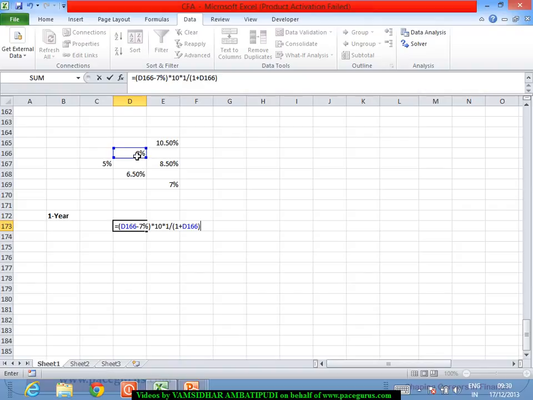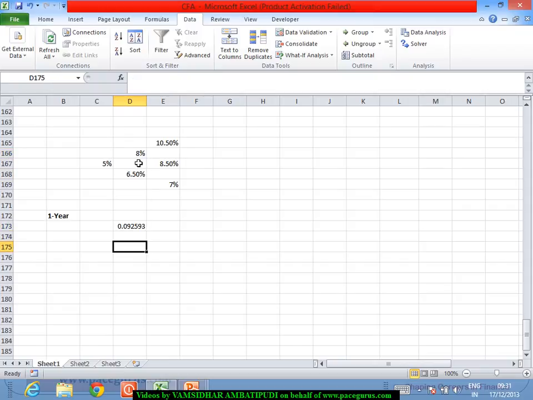Discounting by this particular rate tells me that the value of the caplet at this node, in case the interest rate goes to 8%, is going to be 0.09 million. If the interest rate goes to 6.5%, it will be 0 because the strike rate is 7%, so I will let that option expire. The payoff is going to be 0 here.